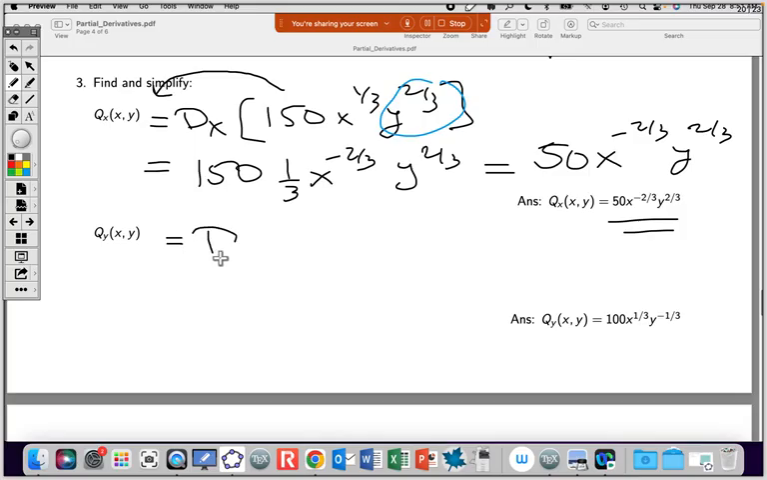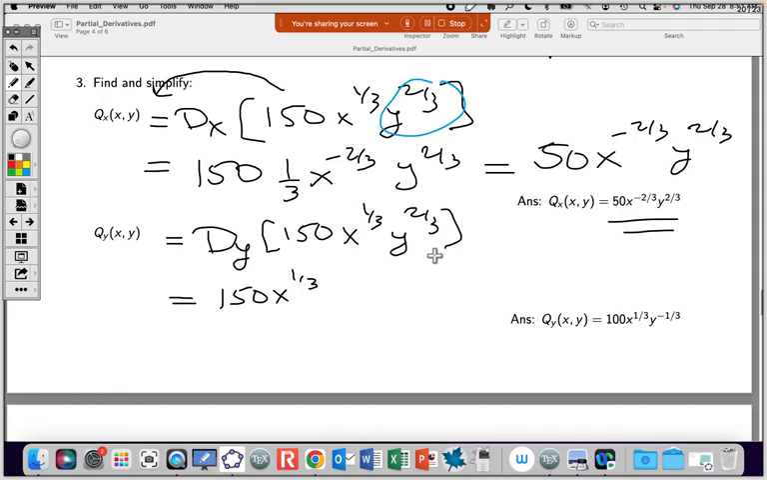Qy, take the derivative with respect to y, keeping x as the constant. So the 150 and the x are constant, so they're going to go along for the ride. You take the derivative of y to the 2/3. And there's your qy. Any questions on getting the qx or the qy here?